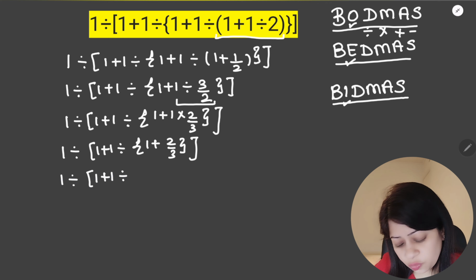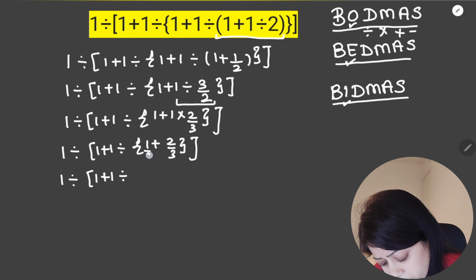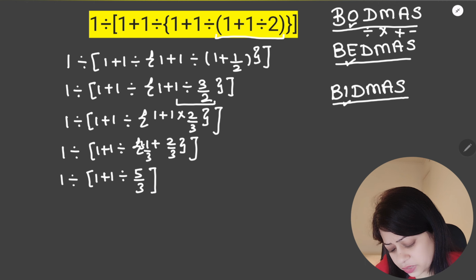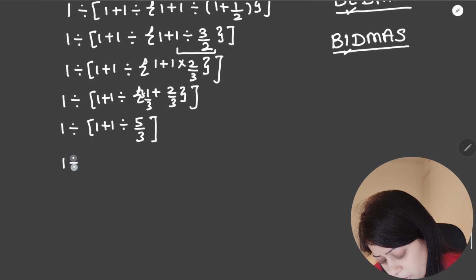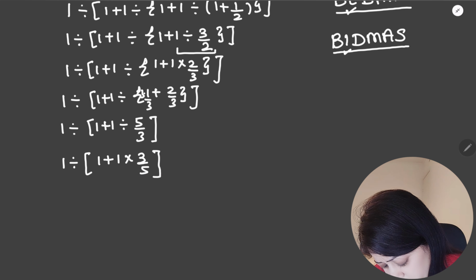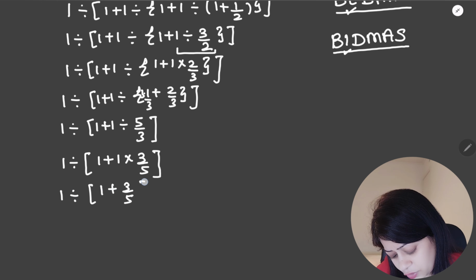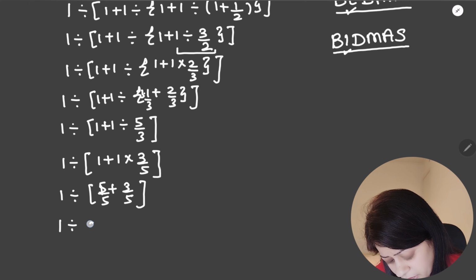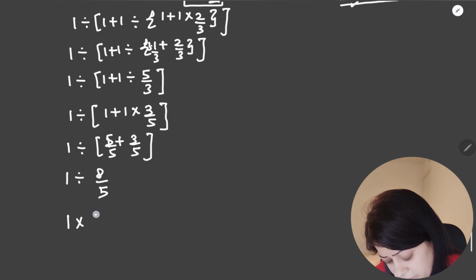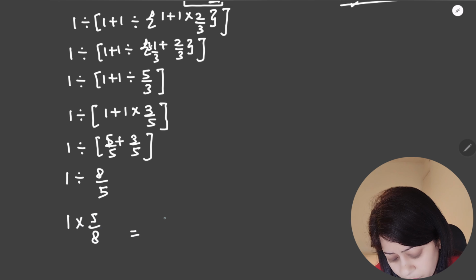What is 1 plus 2 by 3? If you make the denominator same, it will become 5 by 3, right? Now we have 1 divided by 1 plus 1 multiplied by 3 by 5, right? We will again solve the division part first. So 1 divided by, this is 1 plus 3 by 5. Now again when you make the denominator same, it is 5 by 5, so 8 by 5, right? And then this is 1 multiplied by 5 by 8. So the answer is 5 by 8.